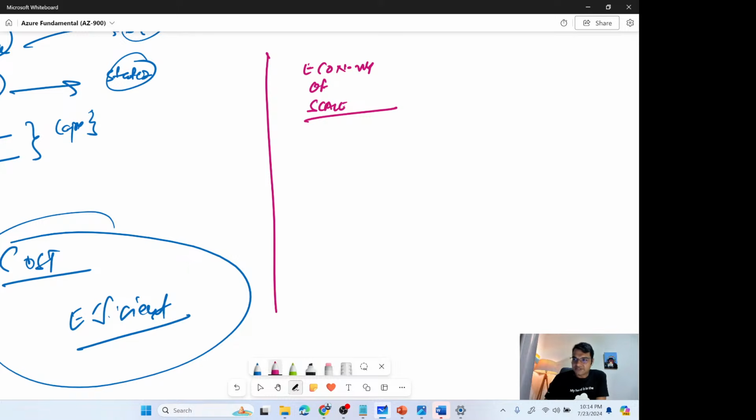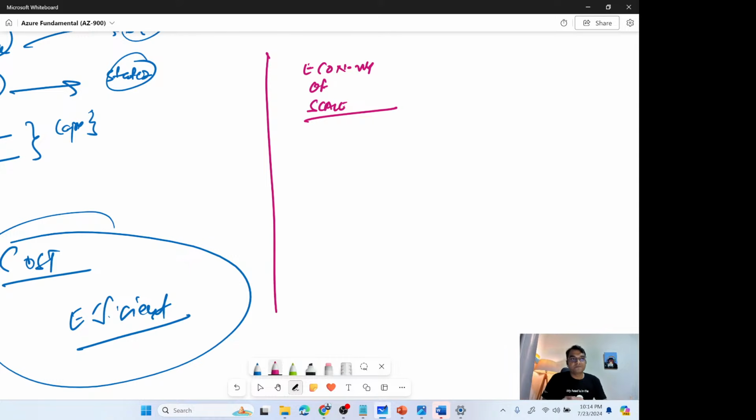Economy of scale is the ability of the cloud provider, where they invest so much money in provisioning so much compute power at scale, and maintaining overheads, for example in terms of power supply, maintenance, operational cost, and security. It becomes a lot cheaper for them because they're doing it at scale.